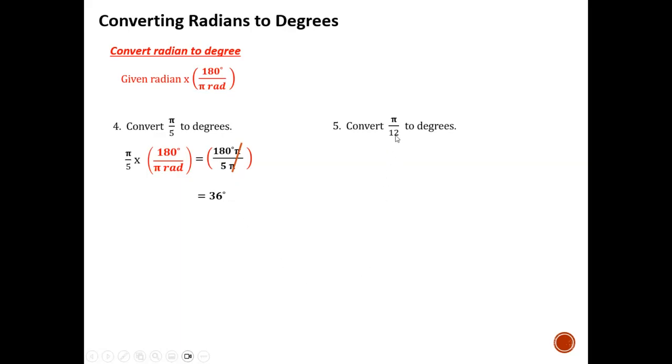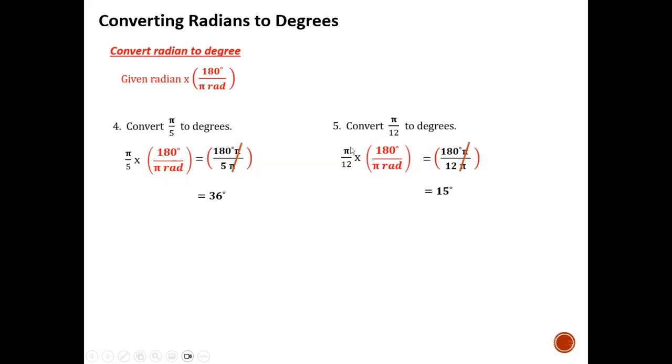Another example, we have pi over 12, a radian value. How do we convert that to degrees? We're going to multiply by this conversion rate right here, 180 degrees over pi radians. Again, the original value is in radians, so radians over radians is going to cancel. We have 180 times pi over 12 times pi. Pi's cancel. We still have to reduce 180 over 12. It gives us 15 degrees.